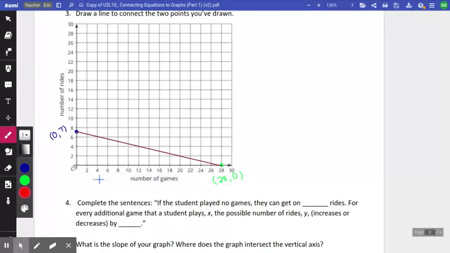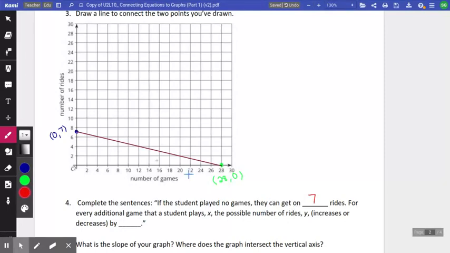If they played no games, that's 0 games, means they can get on 7 rides. We already found that point earlier. We've got no games means 7 rides. After that, for every additional game that a student plays, remember number of games is X, the possible number of rides, Y. Let's pause here. Does it increase or decrease?